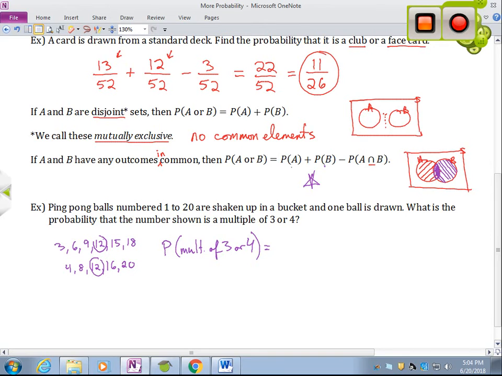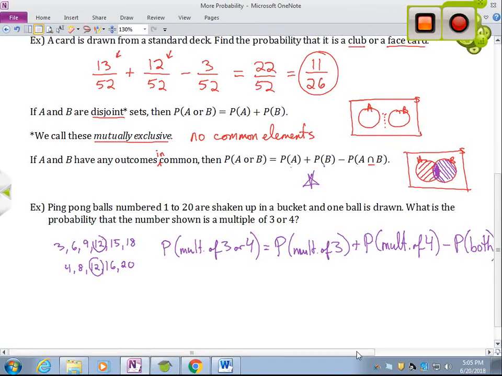these. Is that the only? Yep, there's a 12 in both of those. We want to consider the overlap, or the intersection. So this is going to be the probability of a multiple of 3 plus the probability of a multiple of 4, minus the probability that it is both a multiple of 3 and 4.